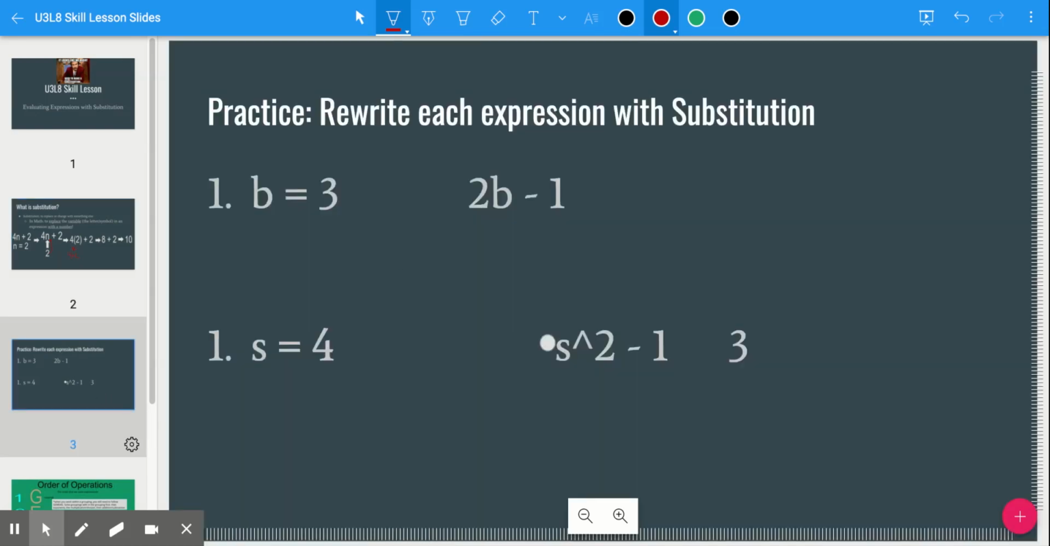It's going to be key for you to solve more practice. Rewrite each expression with substitution. Okay, first they want us to substitute 3 for b. So the way I'm going to rewrite it is I'm going to find wherever I see b in the expression, I'm going to substitute 3. In this case, we only see it one time. So we have 2 times 3 minus 1. And that is all we need to do when we're rewriting the expression. If it asked us to evaluate, then we follow order of operations.